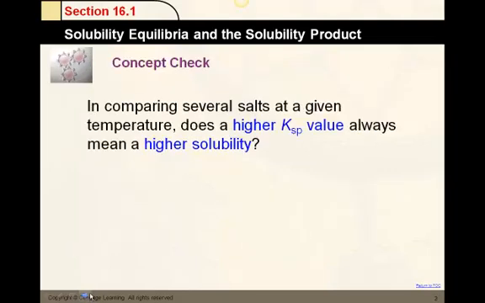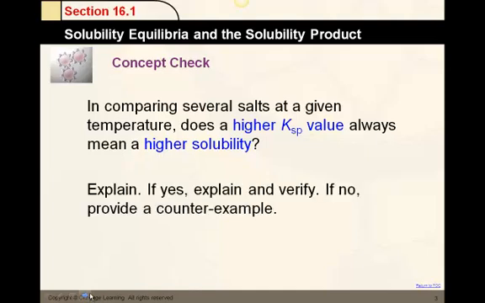So let's see what we have to know from this particular section. In comparing several salts at a given temperature, does a higher Ksp value always mean a higher solubility? Well, in a sense, you'll see it says explain if yes, explain and verify, if no, provide a counterexample, which we will do. And the answer is actually no, because it depends on the number of ions in solution. Sometimes the solubility can be higher depending on how many ions we have in solution.